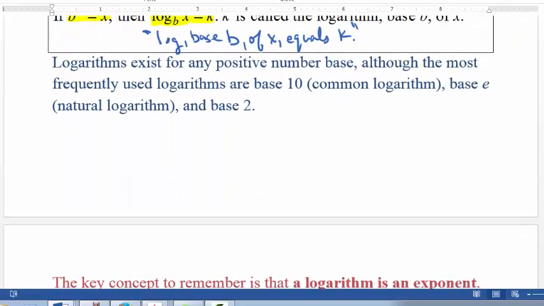Okay, so just like when we did exponential functions, where the base could be any positive number, logarithms also are going to exist for any positive number base, right?